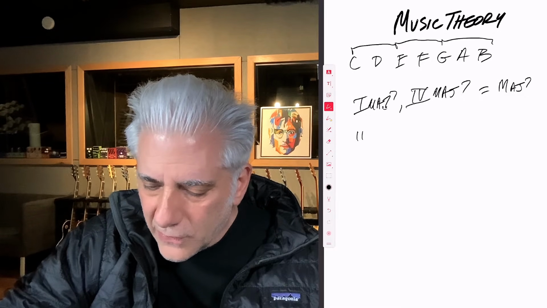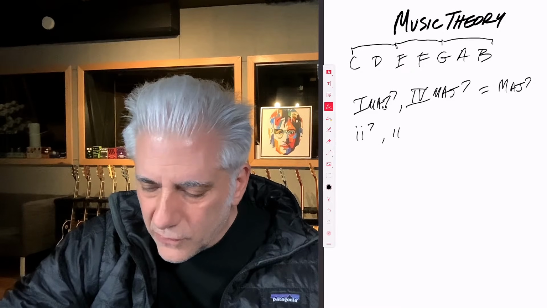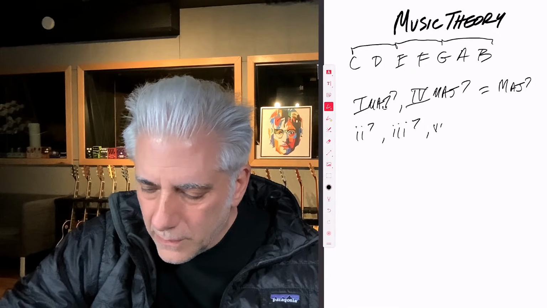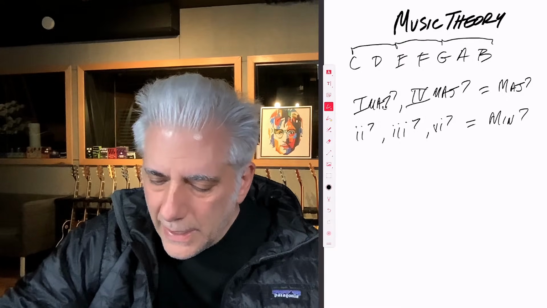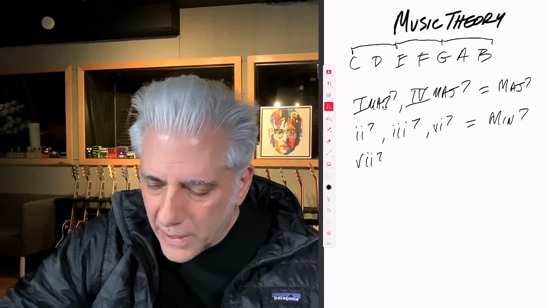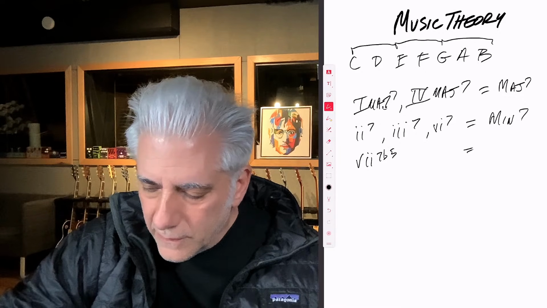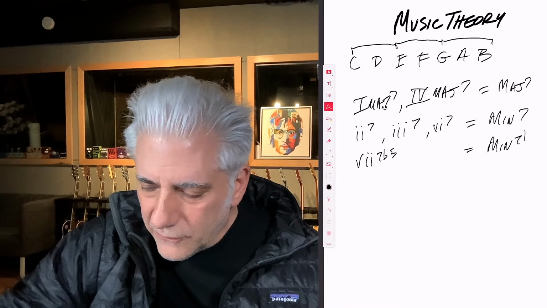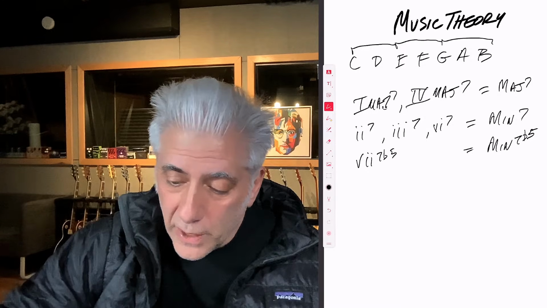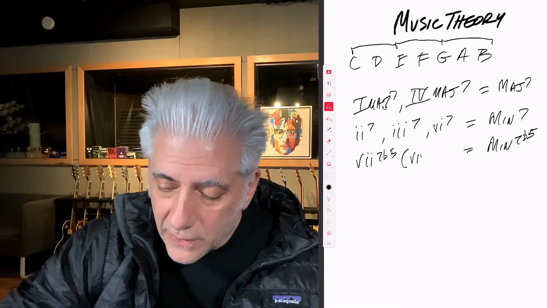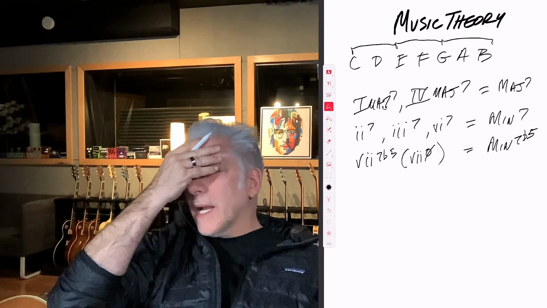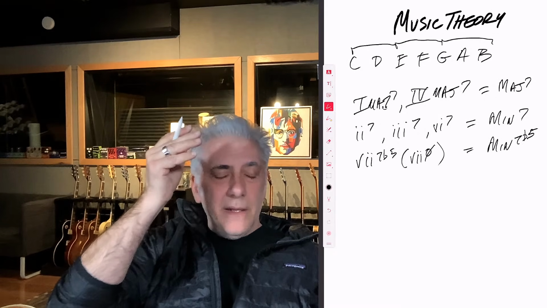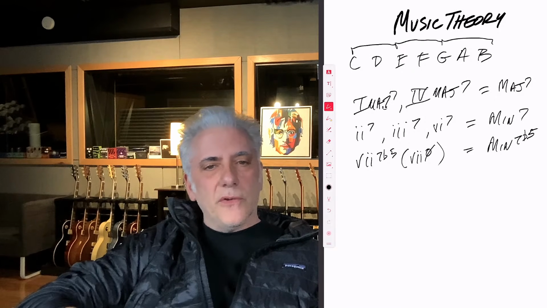2, 3, and 6 are minor 7ths. And the 7th chord is a minor 7 flat 5. There's another way you can write it too. The 7th chord could also be written like this, as a half diminished. Now you're going, oh my God, this is way too complicated. It's not. These are just basic patterns.